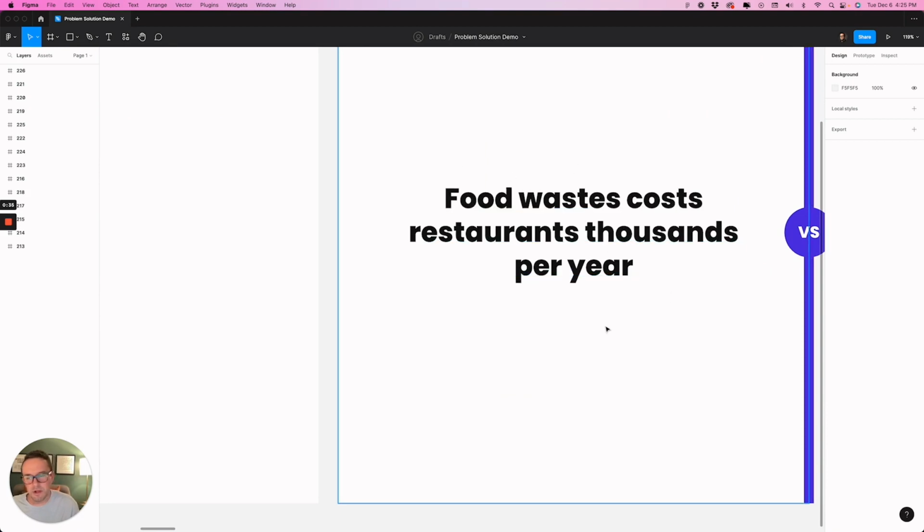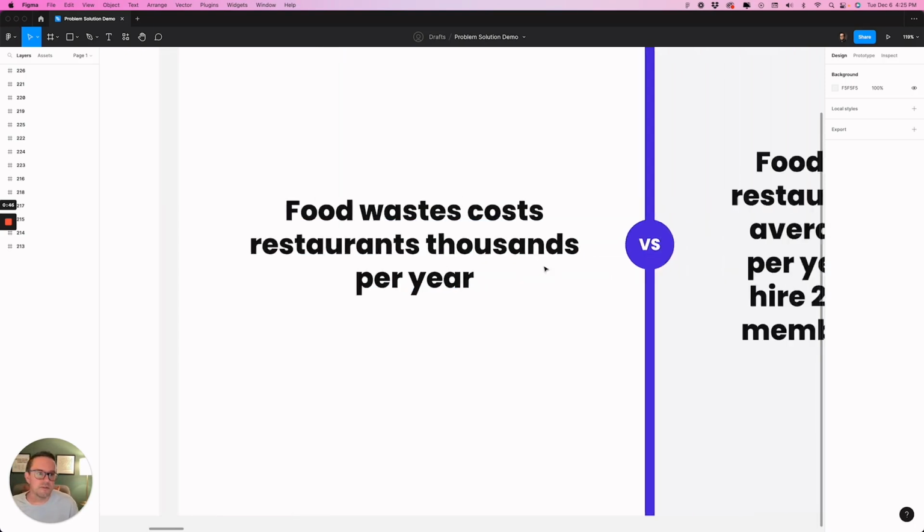So if you look at this as a problem, food waste costs restaurants thousands per year. Okay, well, what does that mean? Does that mean 999,000 or does that mean 1,000? So there's quite a difference when you say thousands. So you need to look at scale and be able to picture that.